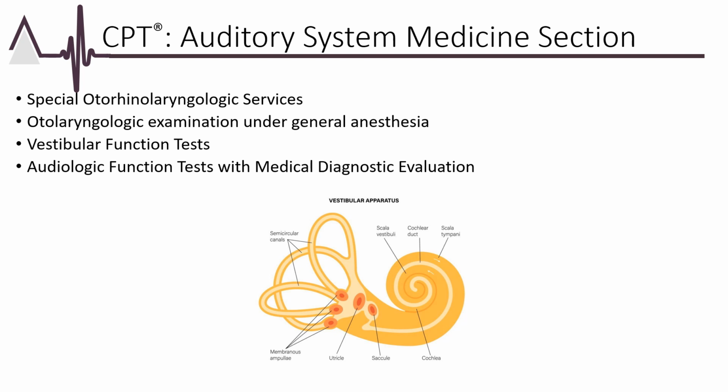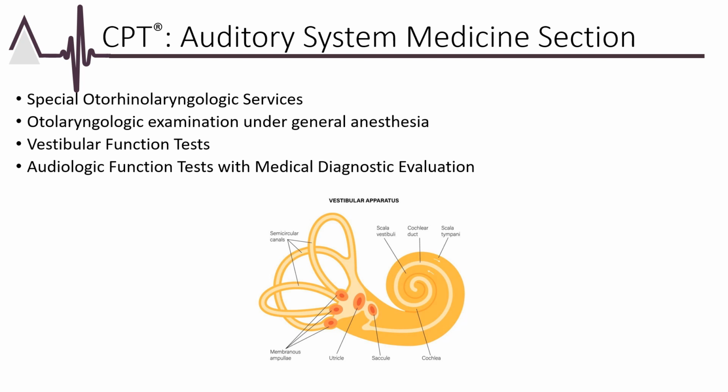At the beginning of the section are brief instructions as in the eye section. Special otorhinolaryngology services are those diagnostic and treatment services that are not included in the E&M services and are reported separately using these codes. There are services such as otoscope and removal of non-impacted earwax that are reported as E&M codes and not separately reported.